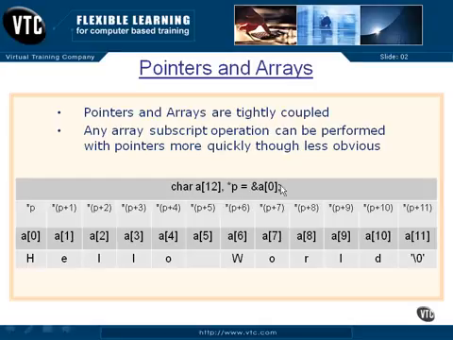Then after this statement is performed, these are equivalent. Contents of P is the same as A sub 0, which is an H. Contents of P plus 1 is the same as A plus 1. And really in the compiler, when you use A plus 1, it is changed into contents of a pointer plus 1. These brackets go away before the compiler gets a hold of the code. So this is what's really happening in here.